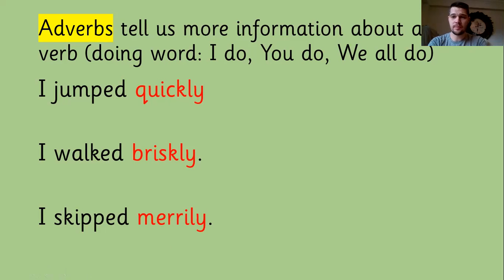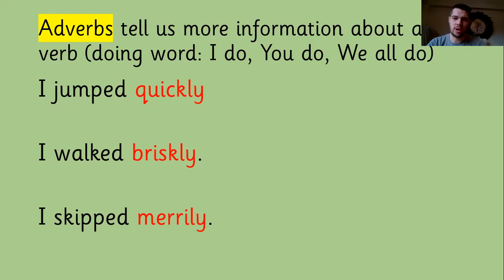So I jumped quickly. Our verb is jumped. I jump, you jump, we all jump. That's our way in class that we always remember how to identify those doing words. How did you jump? You jumped quickly. That adverb quickly gives us more information. I walked briskly. I skipped merrily.